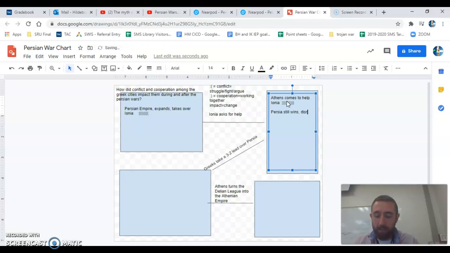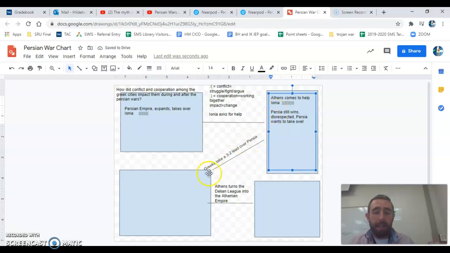They feel disrespected. Because most of the time, little cities like Ionia or Athens, when Persia would show up, they would just surrender or run away and hide. But Persia feels like Athens, Ionia, all these other Greek cities, they don't respect them. So Persia wants to take over. They make it their goal to conquer all the Greek cities.